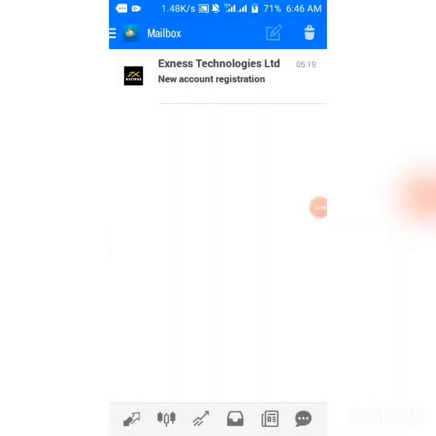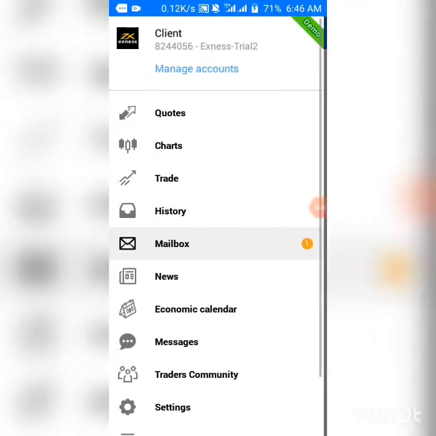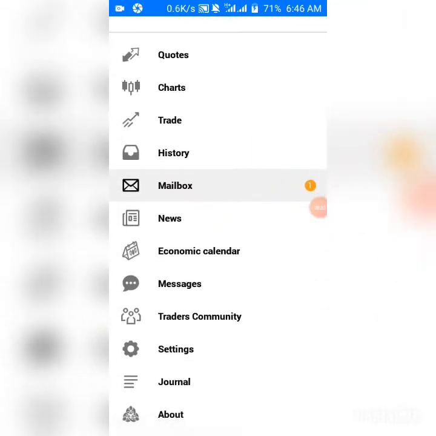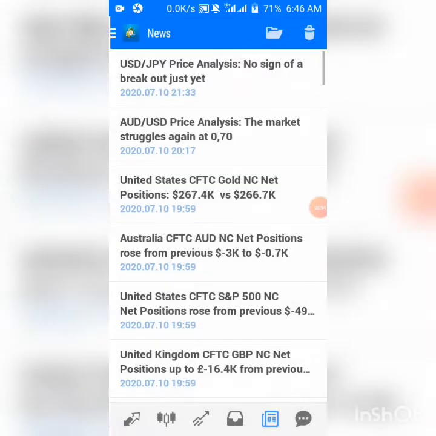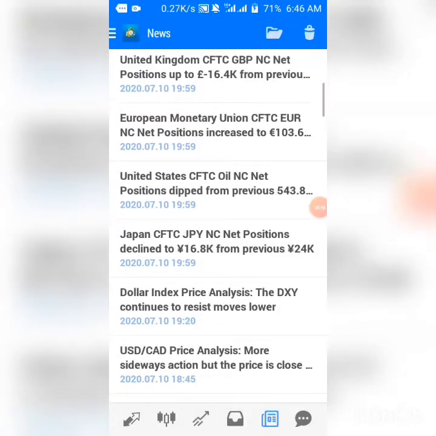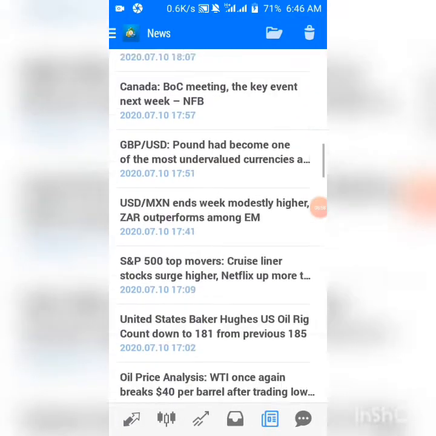Then for mailbox, you don't really need much. It shows when I registered, new account registration for the purpose of this exercise. Now here for news, the section will show you what is happening.